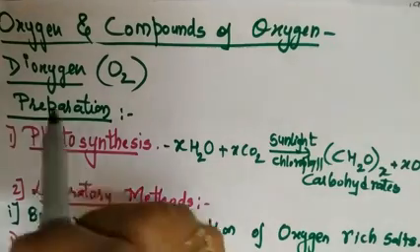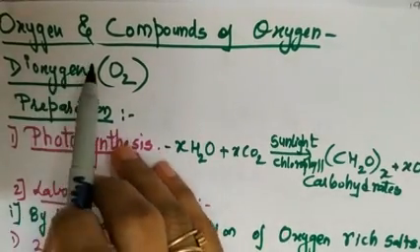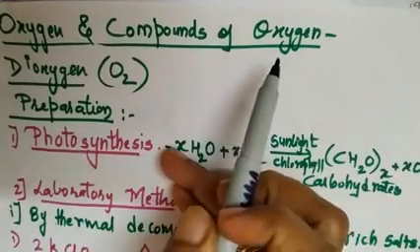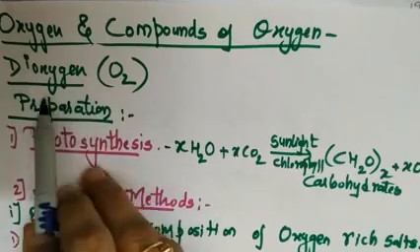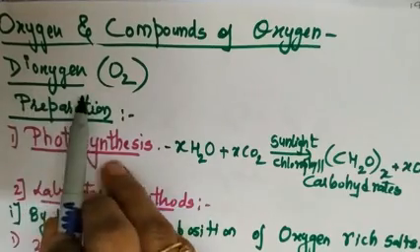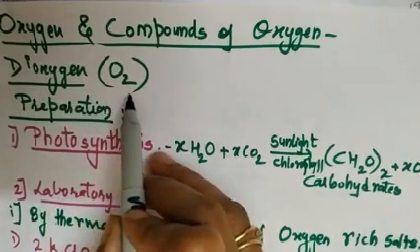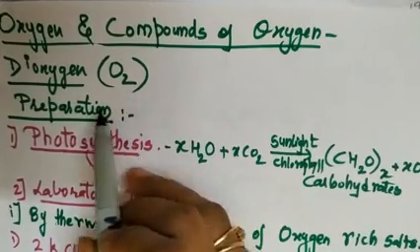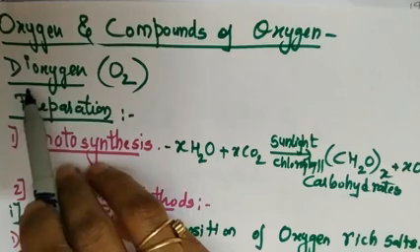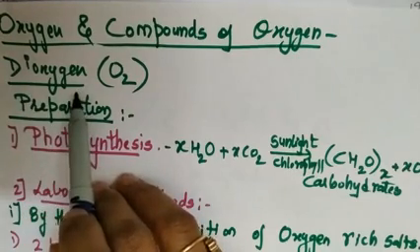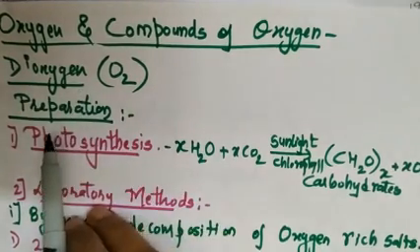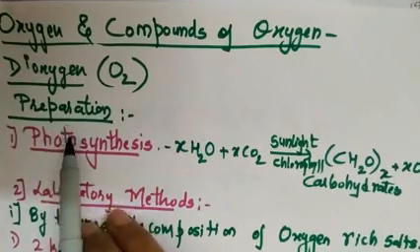So our next topic is oxygen and compounds of oxygen. Oxygen is also known as dioxygen. Why? Because two atoms of oxygen are there, O2, so we can pronounce it as dioxygen also. One and the same thing. So the first part is preparation.